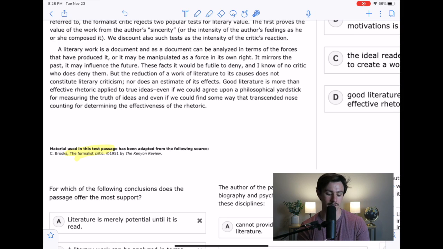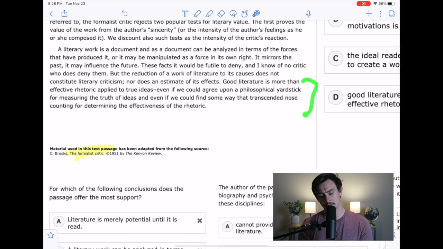Good literature is more than effective rhetoric applied to true ideas. Even if we could agree upon some philosophical yardstick for measuring the truth of ideas, and even if we could find some way that transcended nose counting for determining the effectiveness of rhetoric.